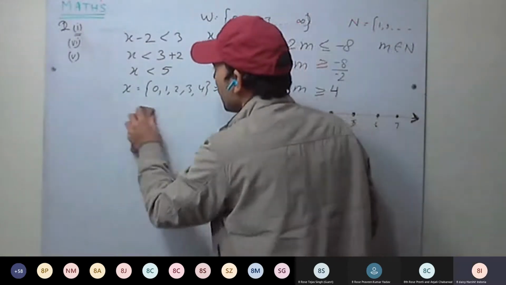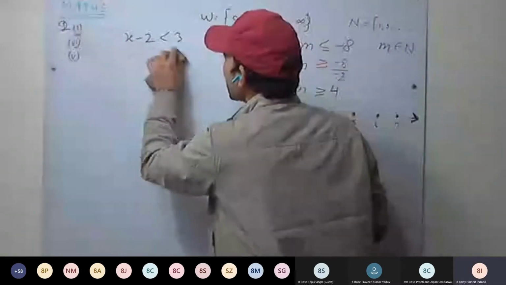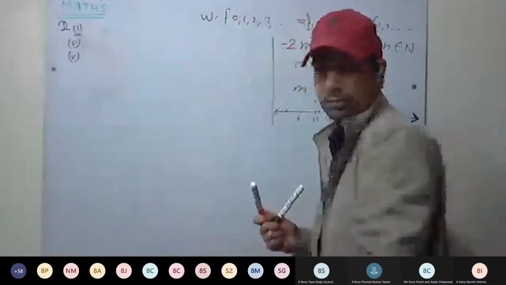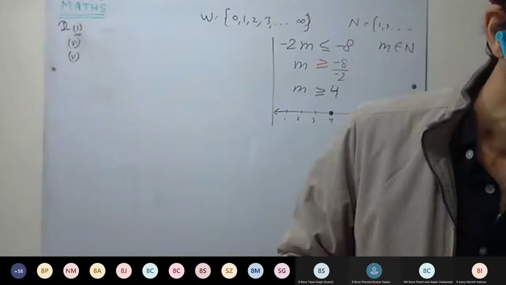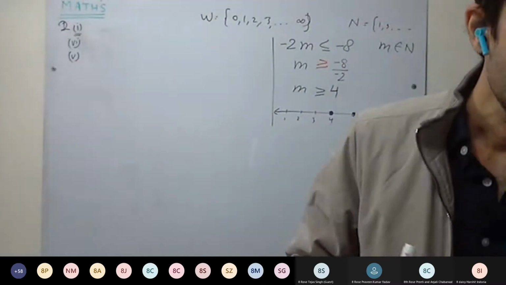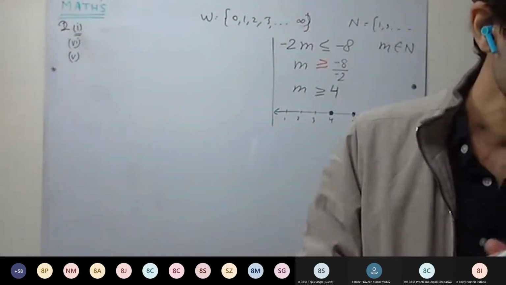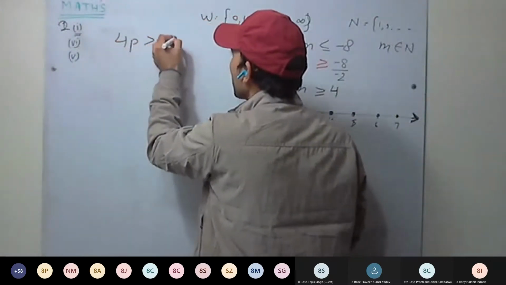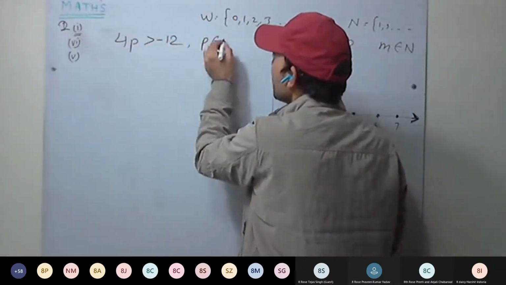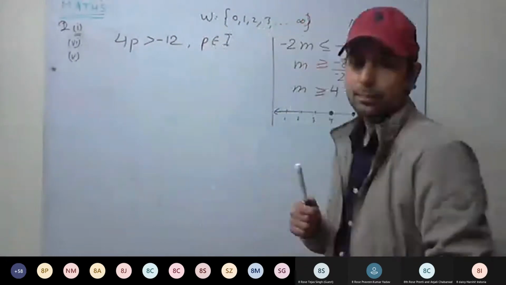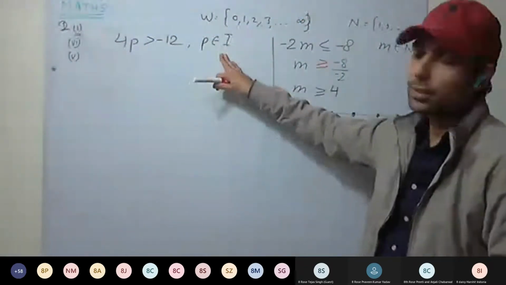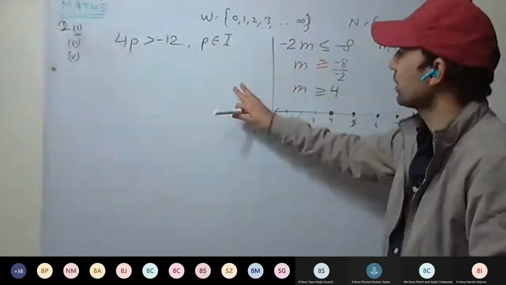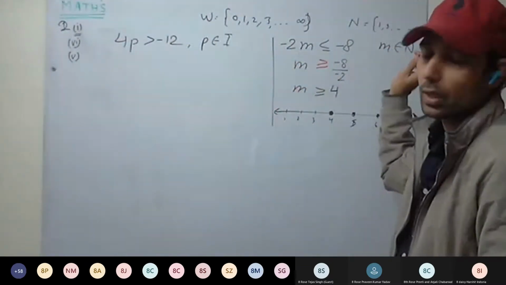Sir, the fourth question also, sir, explain. Okay, fourth first. 4p greater than minus 12, where p belongs to integers. So integers are minus infinity, then minus 4, minus 3, it is 0, 1, 2, 3, 4 up to infinity.